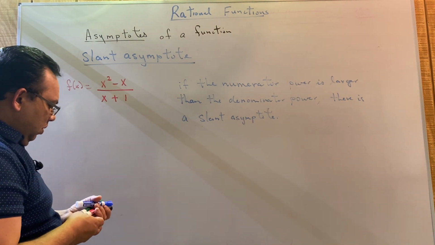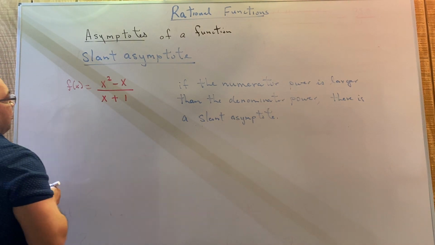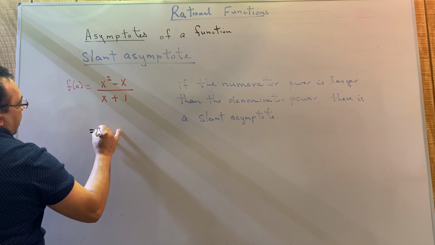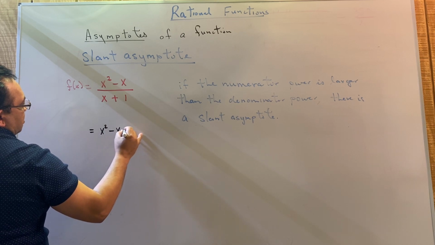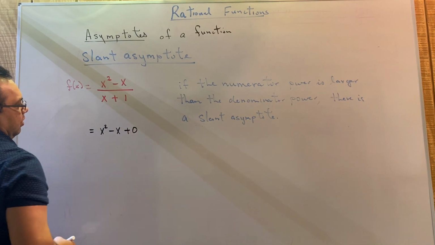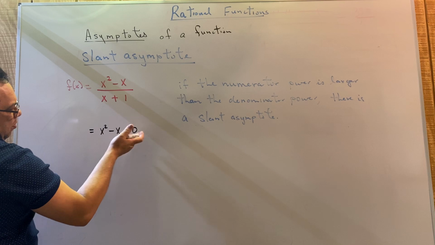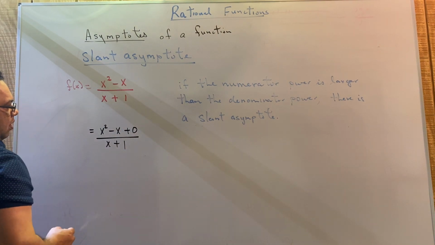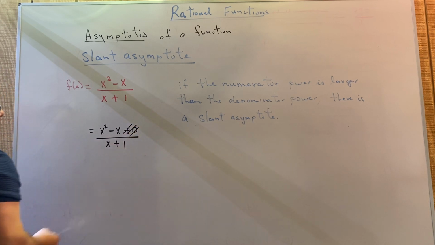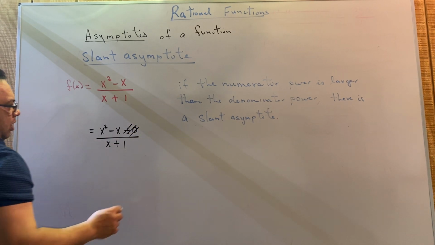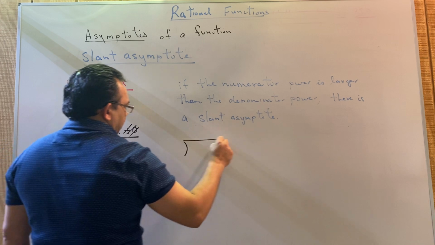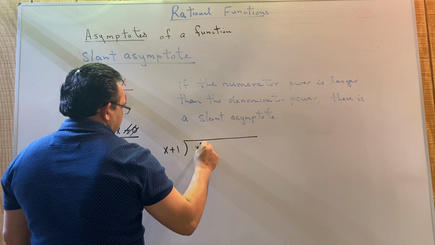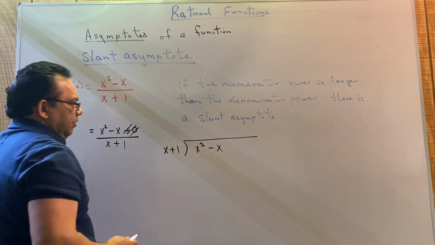So how do we find it? Notice that this is the same if I fill in the missing terms: x squared minus x plus 0, over x plus 1. You don't have to write a 0, but notice it's quadratic. So what we're going to do is perform long division. So x plus 1 goes here, and x squared minus x goes in there.